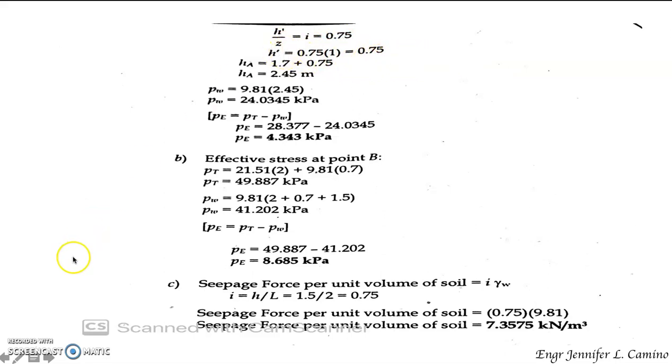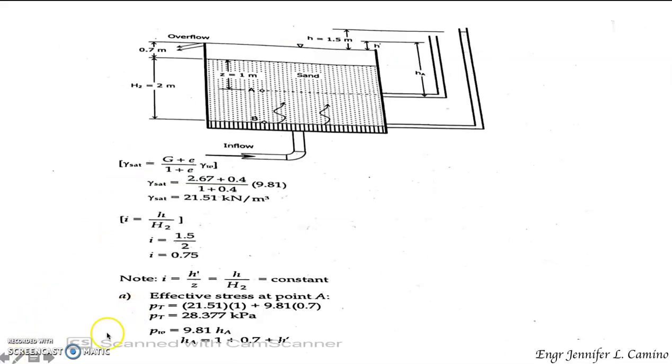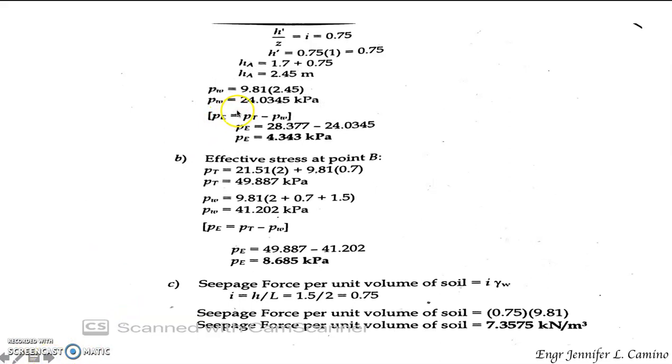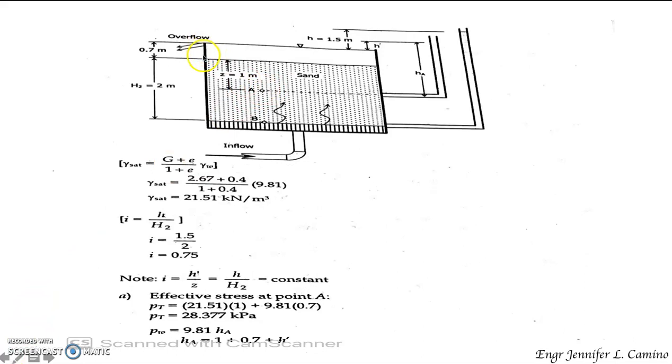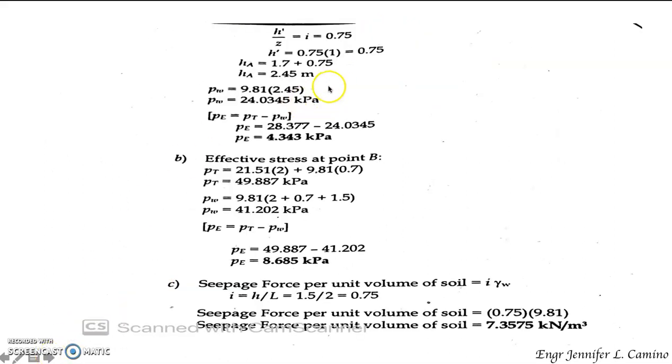And now if we try to get the pore water pressure, that is equal to the height at point A, which is 0.7 plus 1. This is connected to this, h prime is 0.75, which we have computed, times 9.81. The pore water pressure is 24.03 kilopascal. And we can now get our effective stress: total stress minus 24.03. So the effective stress is 4.34 kilopascal.